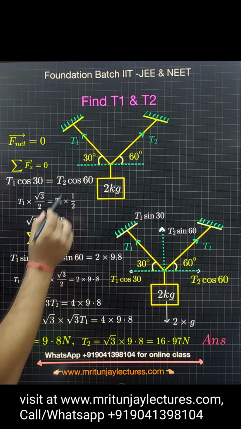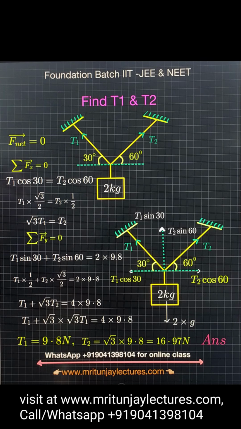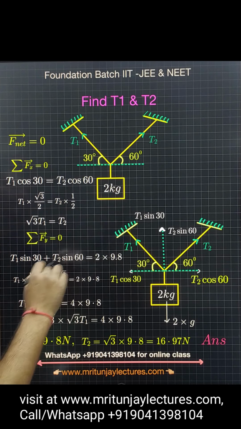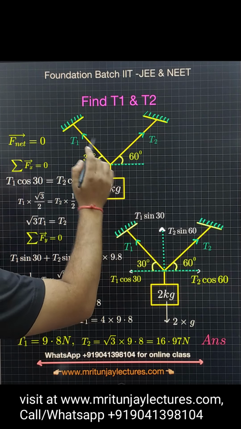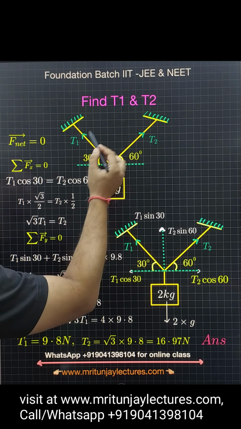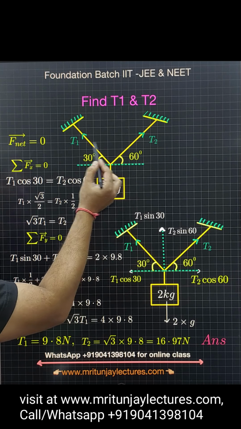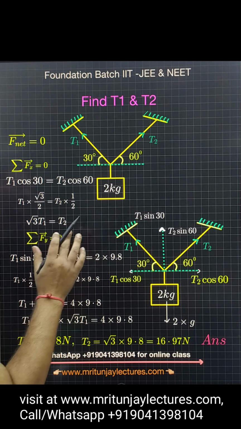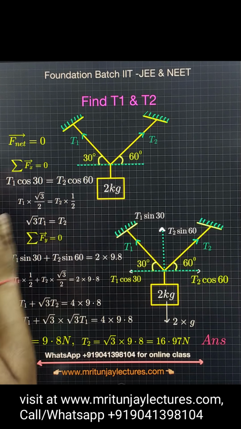Now, question of the day: here are two strings, T1 and T2, and here is a 2 kg block. If this whole system is in equilibrium, then what about T1 and T2? The tension generated in T1 and the tension generated in T2. So how can we determine T1 and T2 if the whole system is in equilibrium?